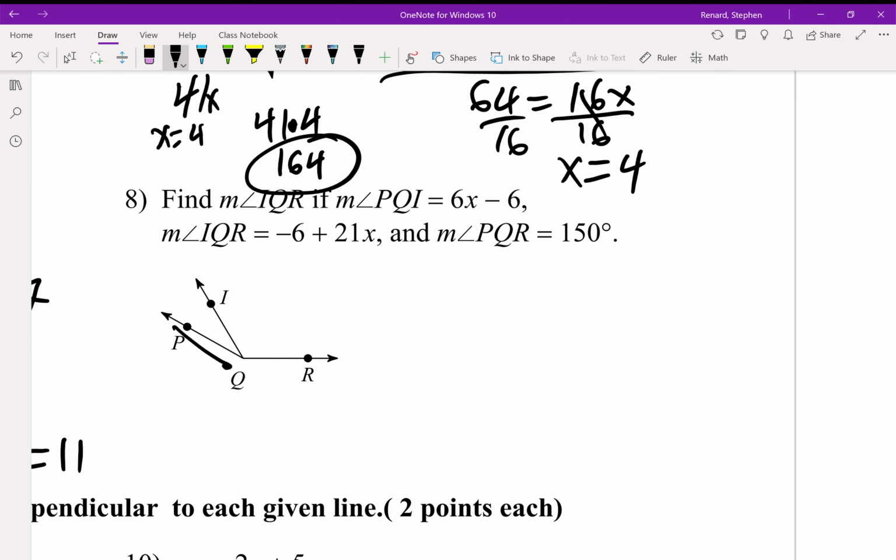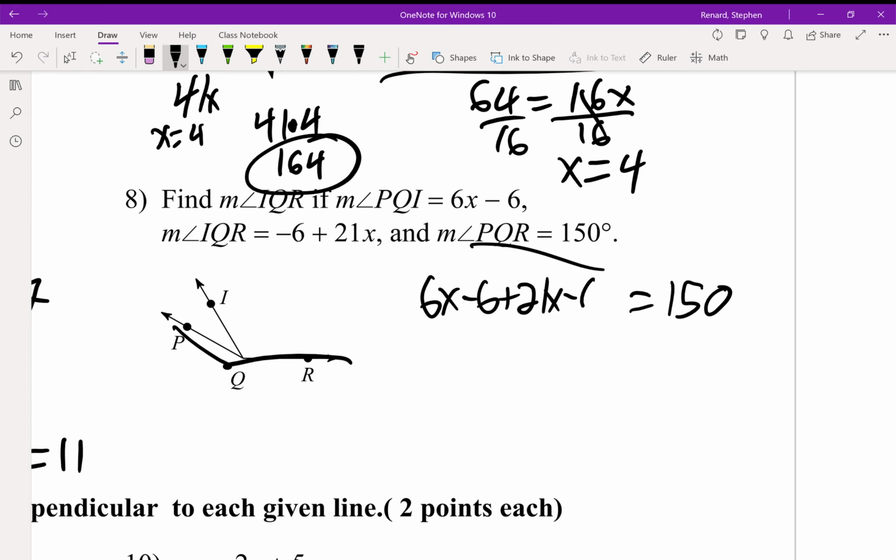Here, big outside angle, PQR. PQR equals 150. So we add those other two together. Okay, 21x plus 6x. Notice that I switched those two around. I hate lead negatives, personal pet peeve. And switching them around is just the commutative property of addition. Totally okay to do, as long as you keep the negative with the 6 and the positive with the 21x.